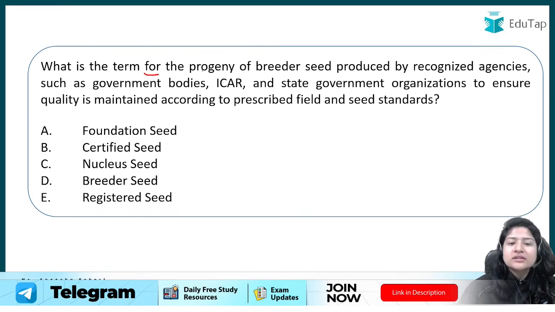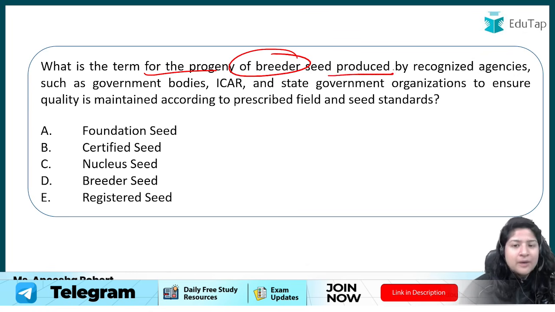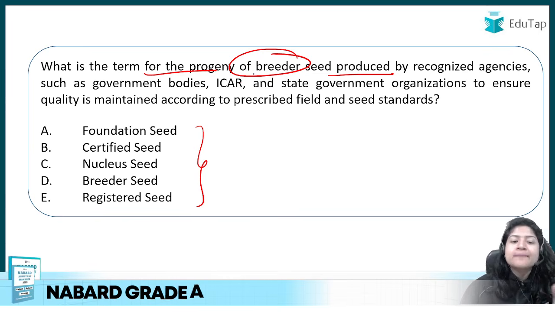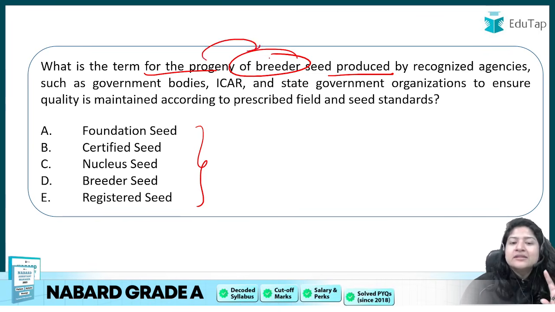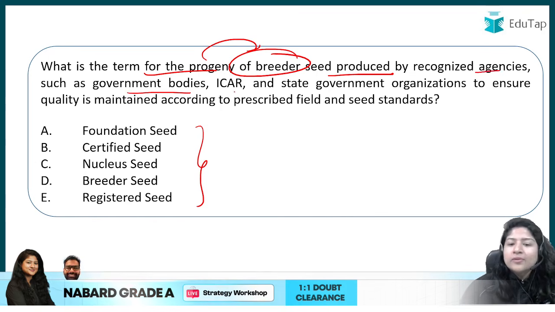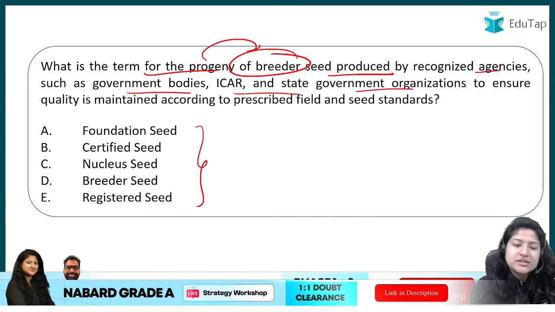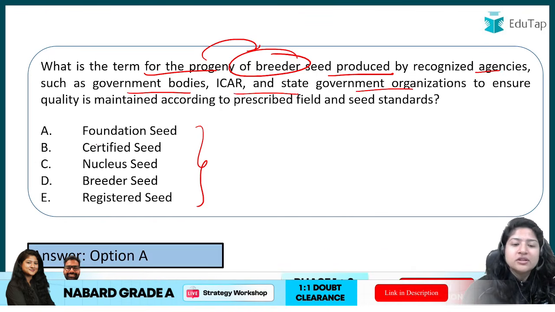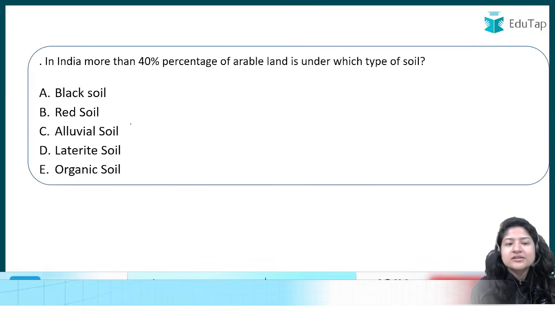Okay. Second is, what is the term for the progeny of the breeder seed? Now this topic is from the seed and sowing part of your syllabus. Okay. And in seed and sowing there are different types of seeds that exist, and again the description was given. Okay, progeny of breeder seed means these seeds are made from the breeder seed. Okay, and these can be made at recognized agencies, government bodies, ICAR, state government organizations. ठीक है, तो progeny of breeder seed क्या होती है? हमारी foundation seed होती है. So that is your answer.